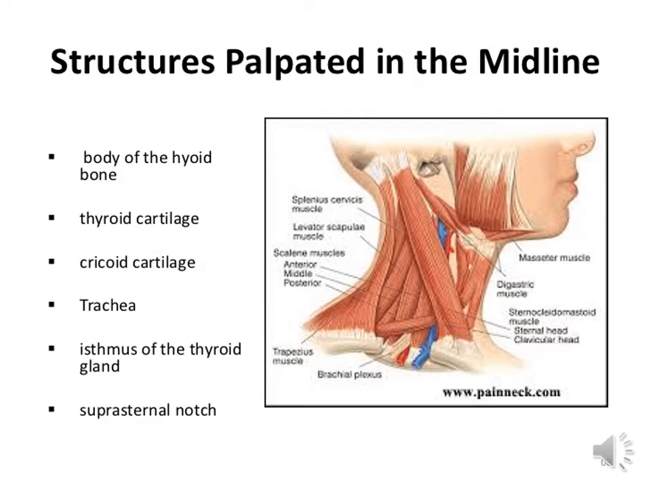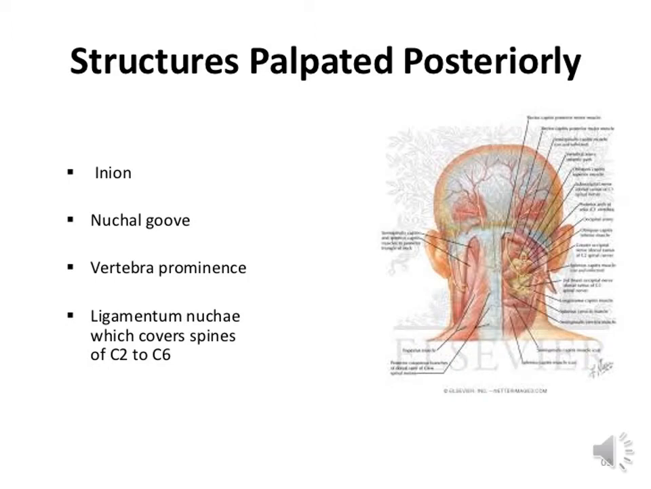The structures palpated in midline and from anterior view, we have the body of hyoid bone, thyroid cartilage, cricoid cartilage, the trachea in upper border in the neck, and isthmus of the thyroid gland, and finally, in lower part is suprasternal notch. The structures palpated posteriorly, from the inion in the occipital region to nuchal groove, vertebral prominence, and ligamentum nuchae, which covers the spinous processes from 2nd cervical vertebrae to the 6th cervical vertebrae.